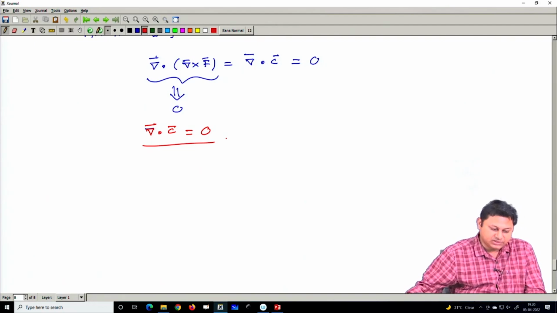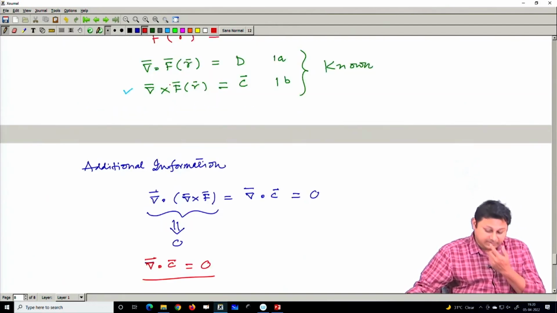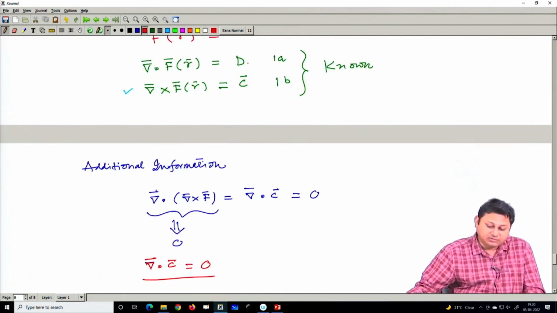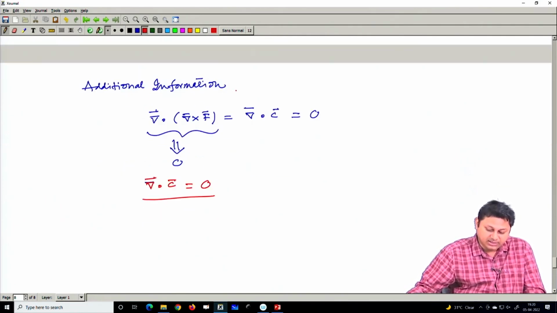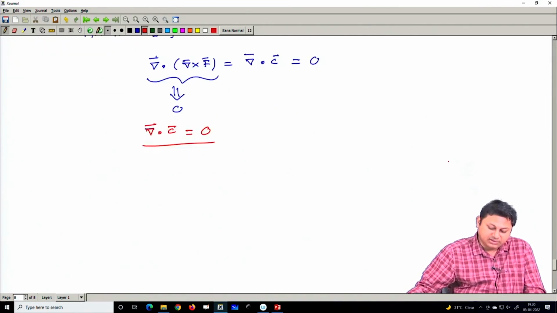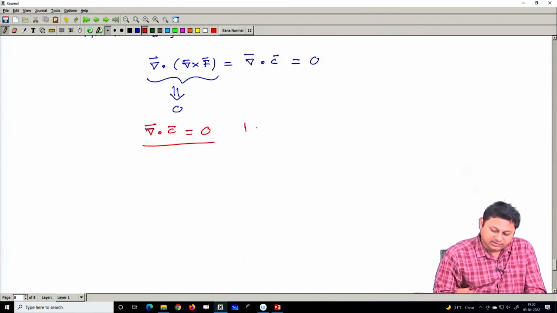So, I have 3 pieces of information in my hand. One is the divergence of F is D, this is known. The curl of F is C, this is known. And from equation 1b I have an additional piece of information that is here. So, let me write it as 1c.